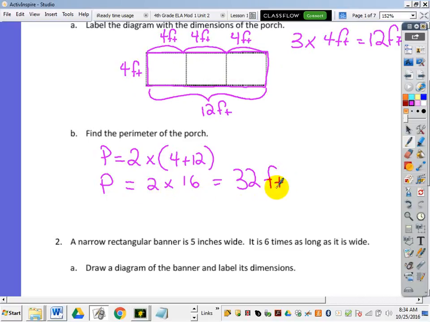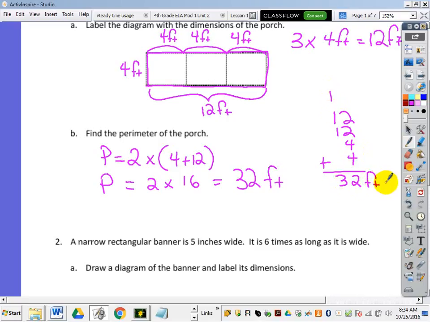And you've got the formula figured out. Now, if you're stuck, you could just do 12 plus 12 plus the 4 plus the 4. And you're going to get the same answer if you're not sure of the formula and you just want to do the straight addition. 2 plus 2 is 4, plus 4 is 8, plus 4 is 12. Carry the 1. 1 plus 1 plus 1 is 3. And you're going to get 32 feet that way.